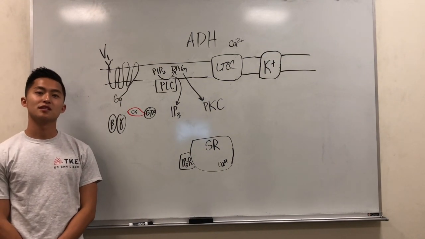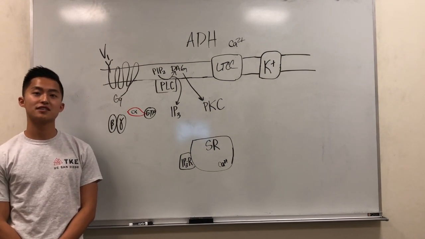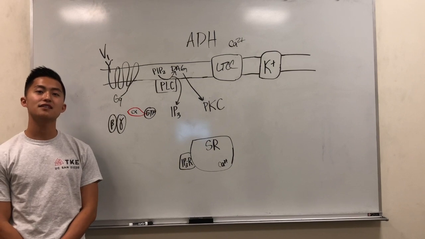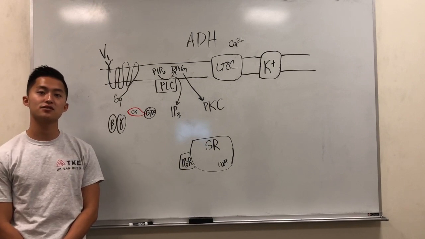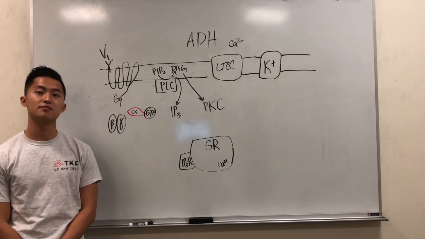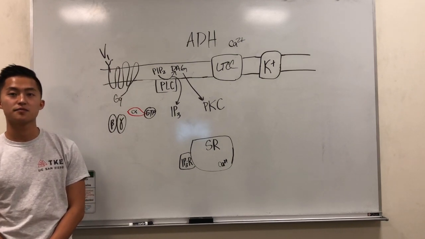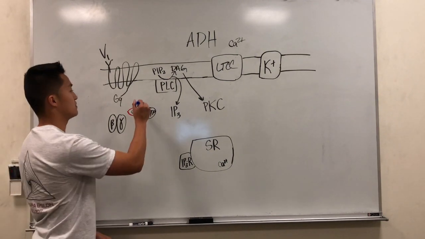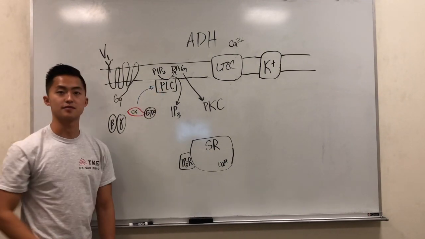ADH acts on the V1 receptors, which are found in high density in the vascular smooth muscle membrane. When ADH binds to the V1 receptors, the G-alpha Q signaling cascade is activated. Once again, the alpha subunit breaks off and it binds to GTP, activating it. This complex then leads to phospholipase C activation, or PLC.